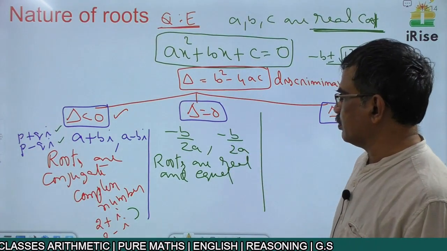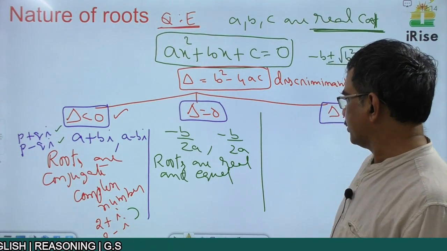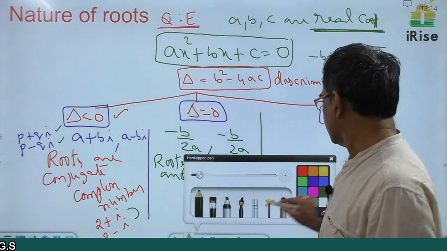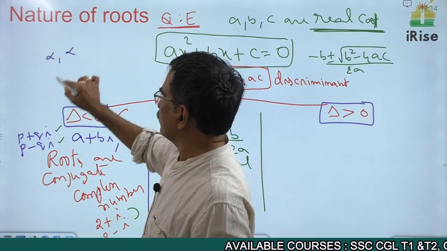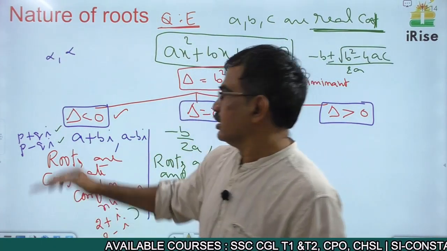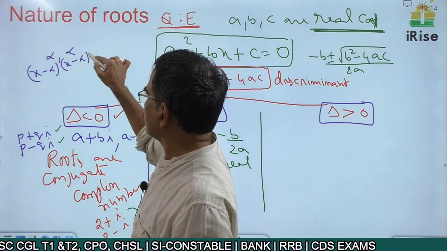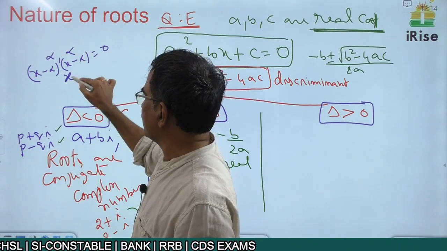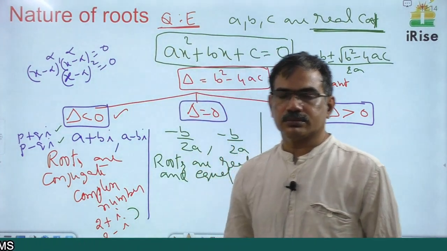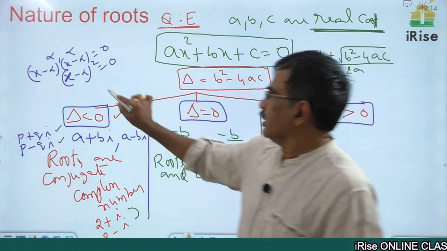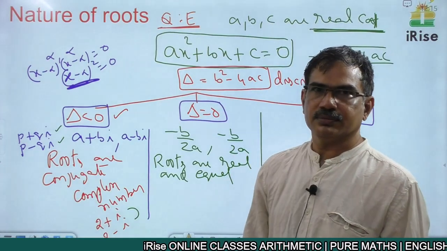And a very important point I want to discuss. If roots are equal, what happens? See, if one root is alpha, second root is also alpha, then the equation is x minus alpha into x minus alpha is equal to 0, which is nothing but x minus alpha whole square is equal to 0. The left hand side is a perfect square, x minus alpha whole square.